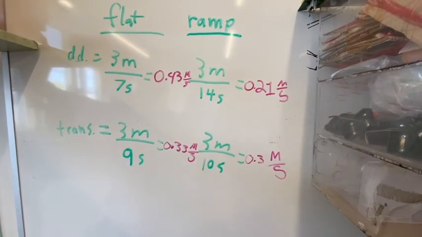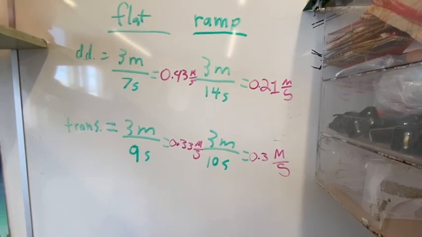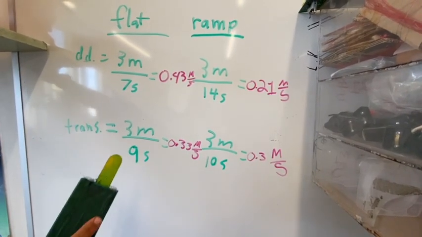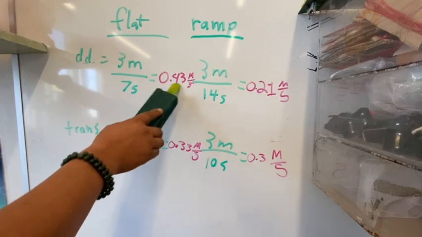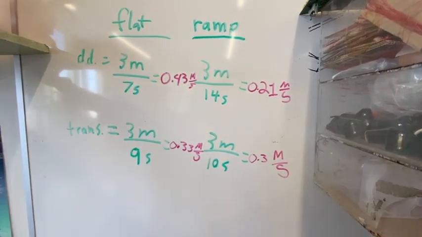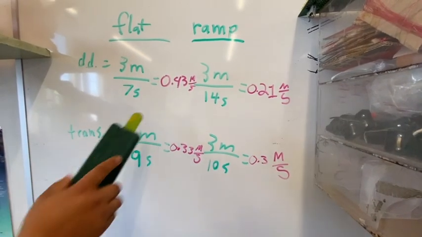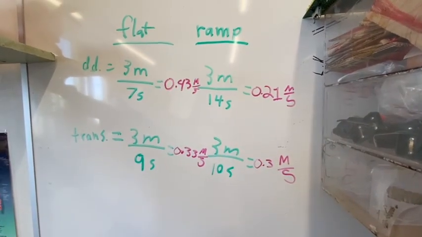Right? Do any of these numbers surprise you? Is it what you expected? Right? A lot of folks would think that this would go fast on an incline too, because it went so much faster on a flat surface.